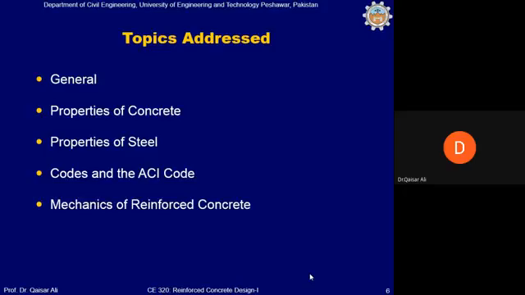Finally, we will be studying the mechanics of reinforced concrete. This is important because every time we start a design problem, we need to know exactly what is going on inside the member, in the depth of the member, along the length of the member. Your background in mechanics of materials, structural analysis and strength of materials will help you in understanding this. So we will now directly apply your knowledge of mechanics of materials. We will not be going into the details of the derivation of the equations.